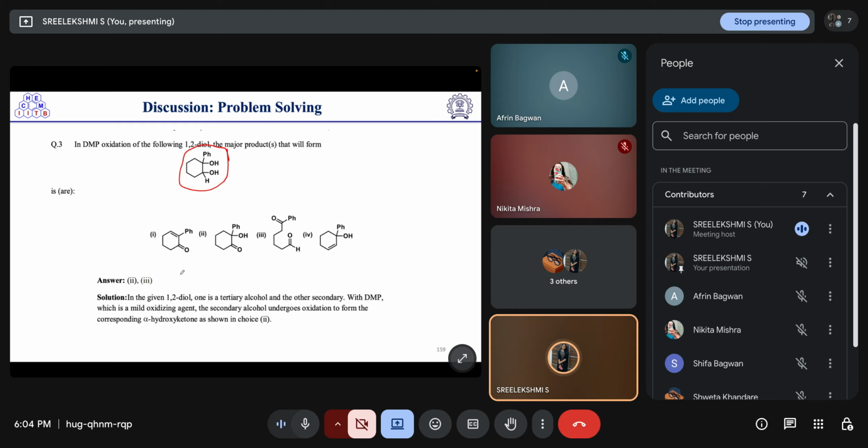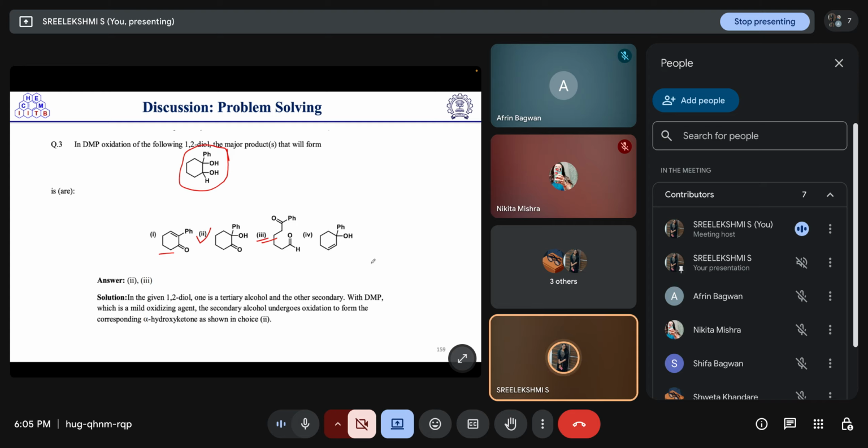So in the given 1,2-diol, one is tertiary and the other secondary. With DMP, which is a mild oxidizing agent, the secondary alcohol undergoes oxidation to form the corresponding alpha hydroxy ketone. So this can be one option. Then we saw in the earlier example that a diol cleavage type of reaction is possible with this hydroxybenzoic acid or this DMP type of reagent. So that can give us this type of compound.